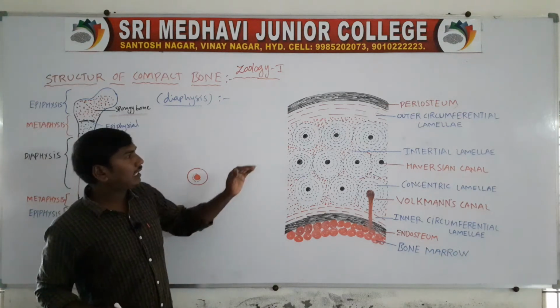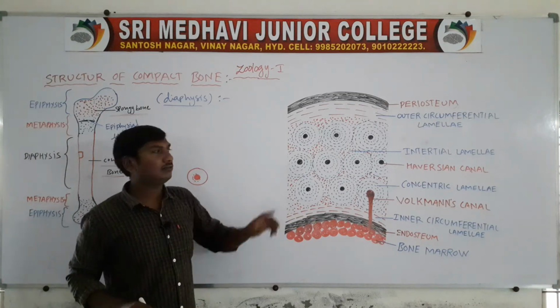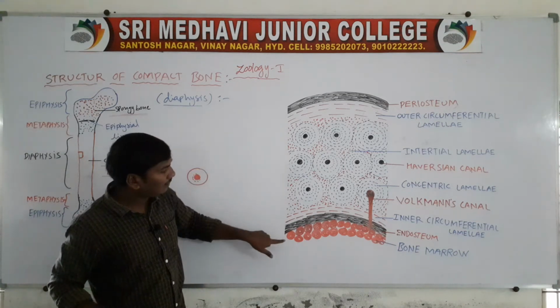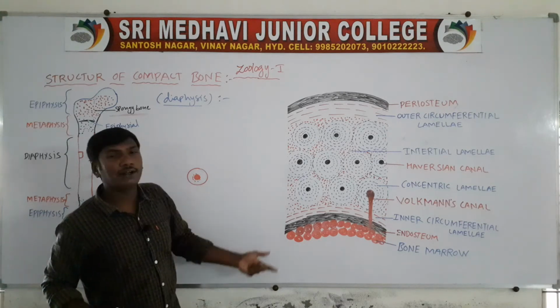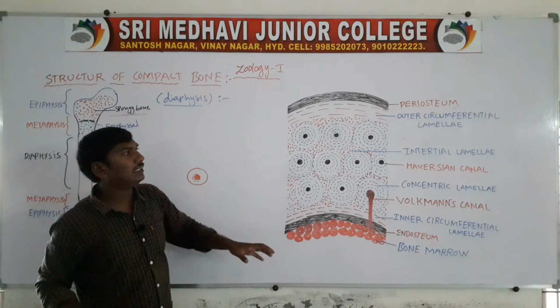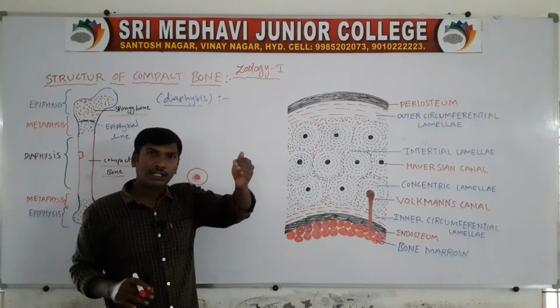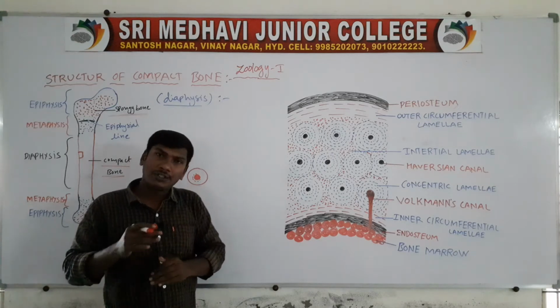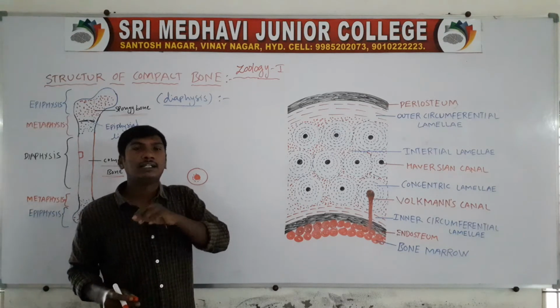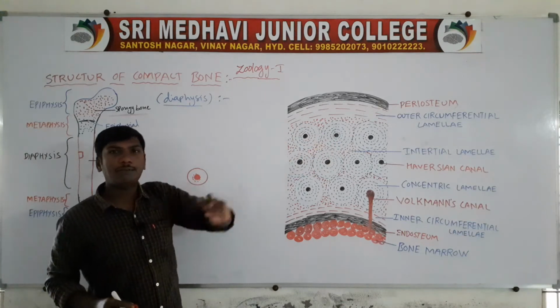Next, below the periosteum and above the endosteum are the lamellae. The lamellae are of two types.